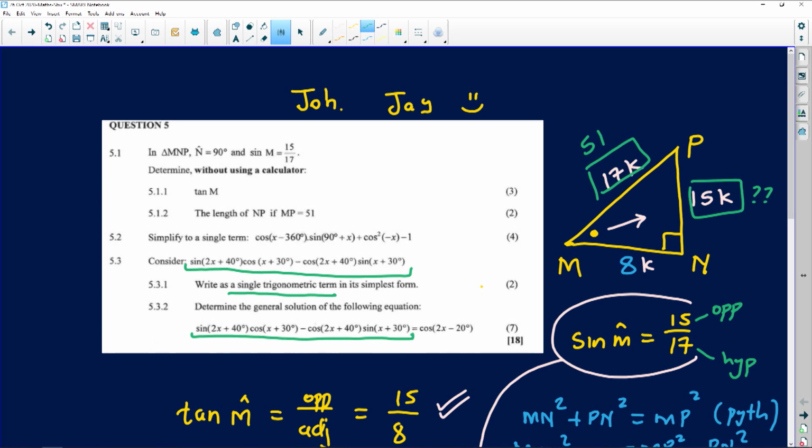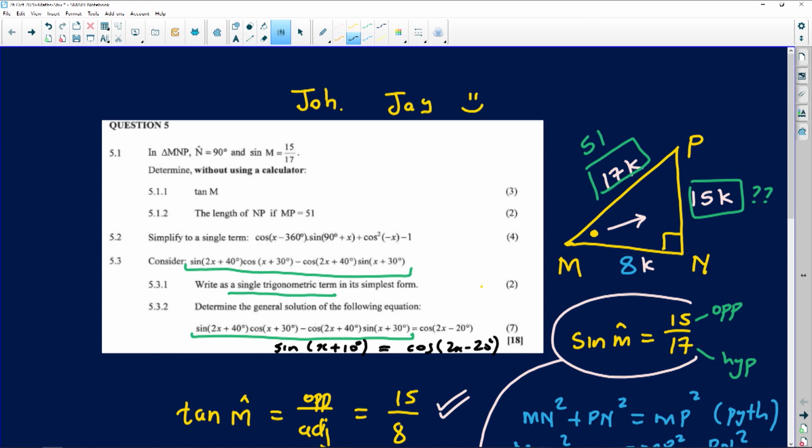Now, we need to take that and equate it to cos of 2x minus 20. What have we achieved so far? We succeeded in showing that the left-hand side is as good as the sine of x plus 10 degrees. So we're just going to have to take that sine of x plus 10 and equate it to the cosine of 2x minus 20 degrees. That's what we have to do here.